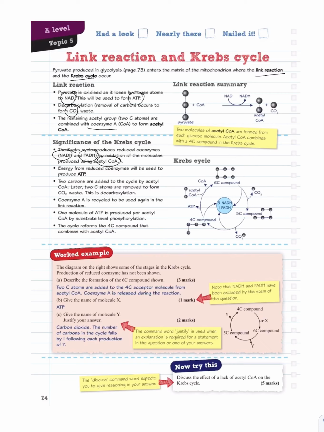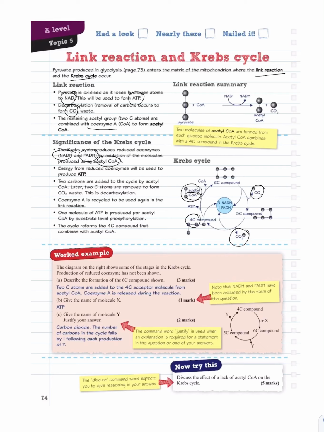So 2 carbon atoms are added to the cycle by acetyl-CoA here, and the 2 carbon atoms are removed to form CO2. This is decarboxylation. We have it here and here. And the coenzyme A is recycled to be used again in the link reaction. 1 molecule of ATP is produced per acetyl-CoA by substrate level phosphorylation. The cycle reforms the 4-carbon compound that combines with acetyl-CoA.